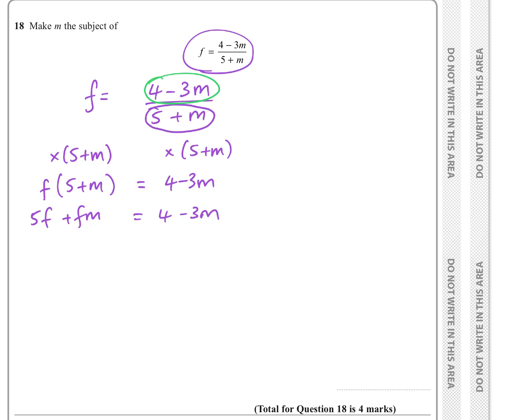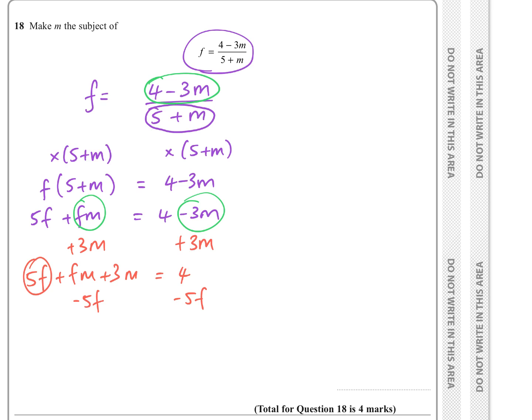And here's where people start to worry. You want m, the subject, you want m on its own, and you've got 2 terms here with m in it. So just get them all onto one side, and then you can just factorise the m out. So if we add 3m to both sides here, we'd have 5f plus fm plus 3m would be equal to 4. Now let's get this on the other side. So we're going to take 5f from both sides, and that would leave us with fm plus 3m is 4 minus 5f. And let's factorise out this m now.